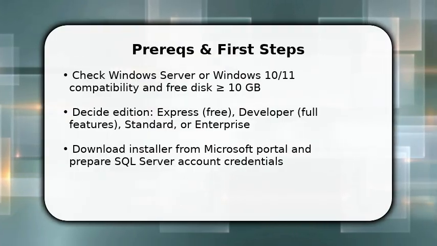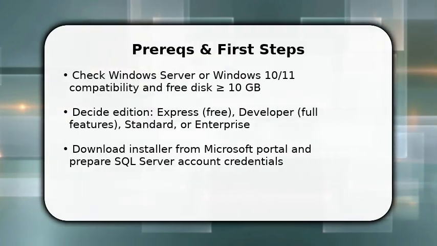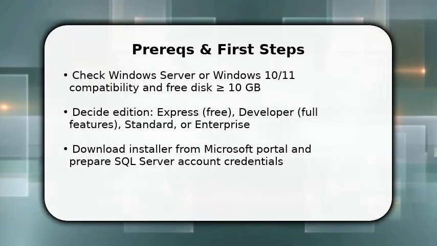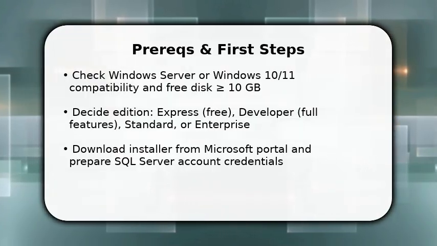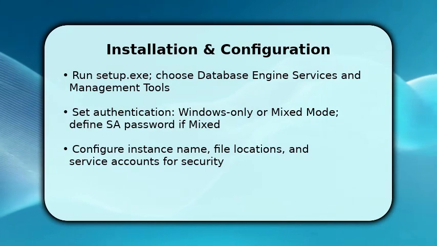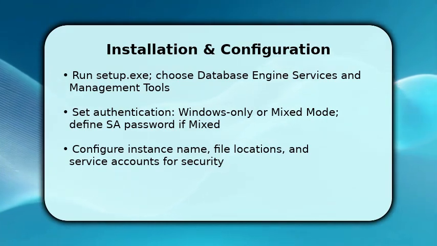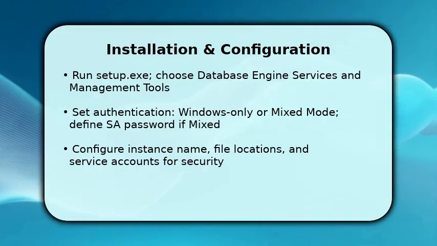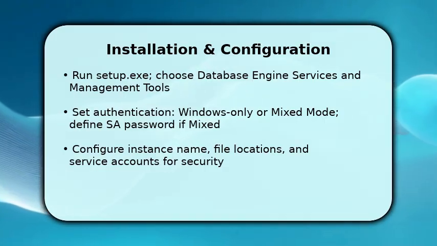Follow the installer, pick Basic or Custom. This gets the core installer running, so you can move into configuration without delay. Run Setup.exe and select Database Engine Services plus Management Tools when prompted. For authentication, decide Windows only for integrated security or mixed mode if you need SQL logins. Set a strong SA password when using mixed mode.